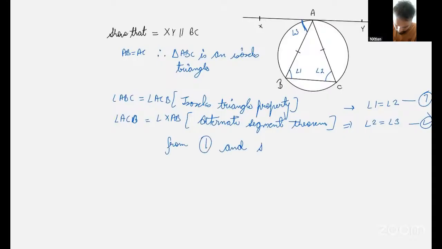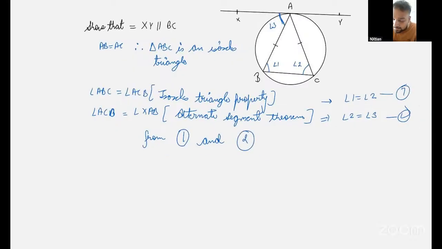From first and second, what can we conclude? We can conclude that angle 1 is equal to angle 3. Why? See, 1 is equal to 2, and 2 is equal to 3, so both are equal. Yes or no? Got it?